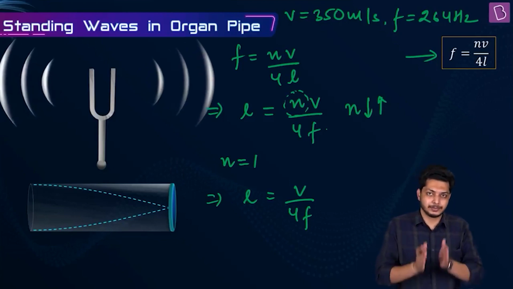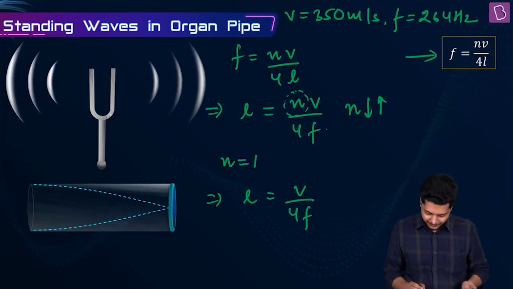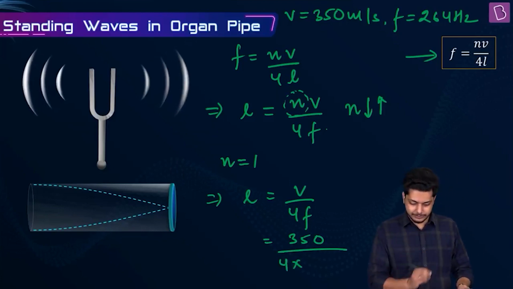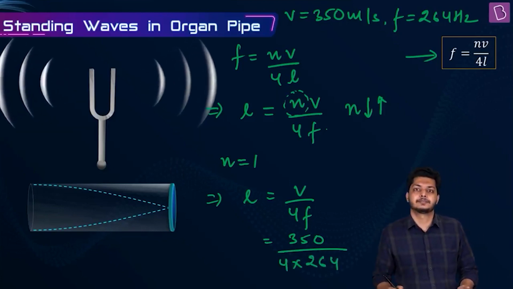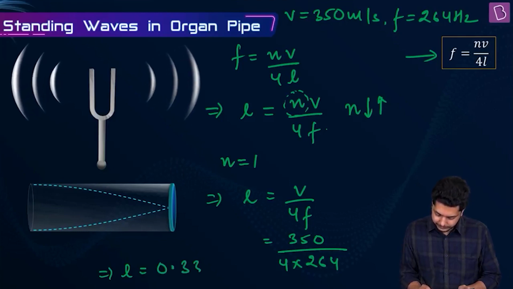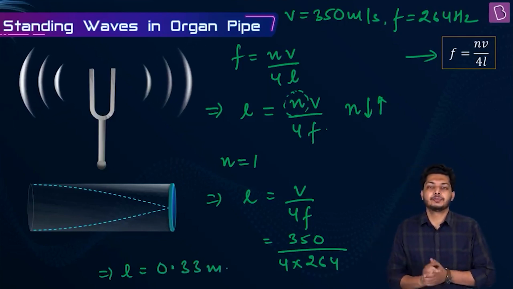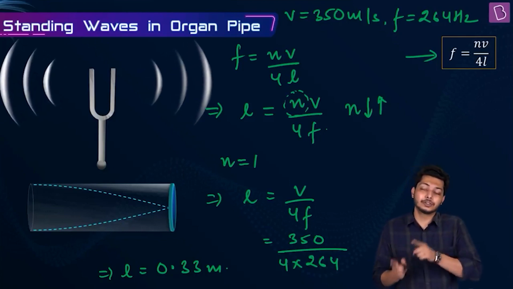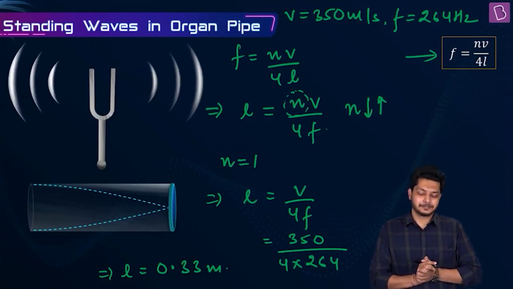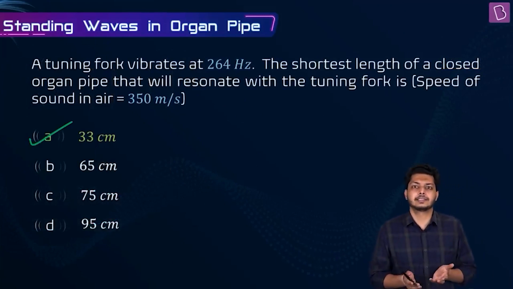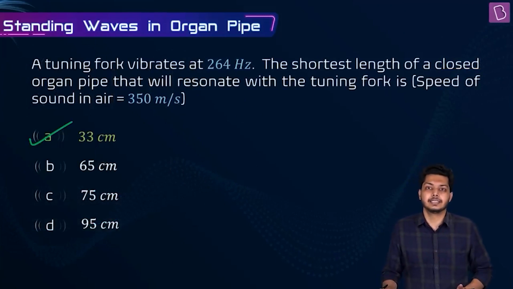Understood the question, understood the concept. Now is the time for calculations. Correct? Okay. So, v is 350 by 4 multiplied by frequency. Frequency is 264 Hertz. And if you calculate it, what do you get? L equals 0.33 meters. L equals 0.33 meters is the minimum length of the organ pipe so that this organ pipe resonates with the tuning fork. Got it? Okay. Now moving on to the options. Option A is saying 33 centimeters. We have calculated 0.33 meters, and that is why in centimeters it will be 33 centimeters, and hence A is the correct answer for this question.